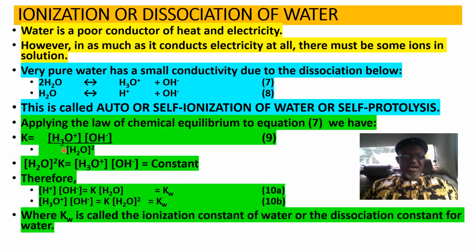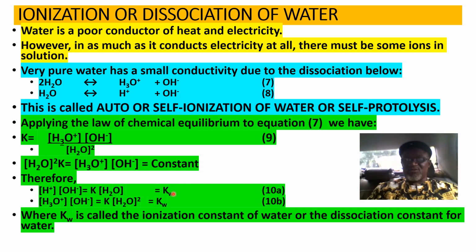So if we cross multiply, the concentration of water squared multiplied by K is constant, and then the numerator, hydronium multiplied by OH, is equal to a constant. Therefore, hydrogen ion concentration times OH ion concentration is equal to Kw. Now remember, this is exactly what we did in solubility, and we got solubility product. In fact, if it were solubility product, this Kw will be Ksp. Go back and check. That's exactly the same thing we did for any sparingly soluble electrolyte.